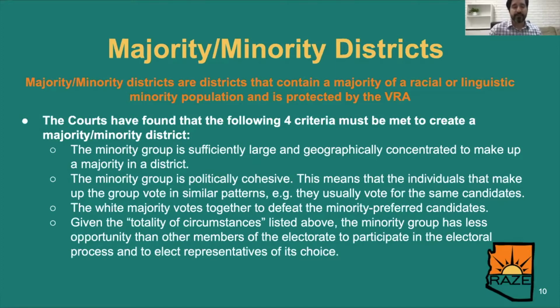So the courts have found that the following four criteria must be met to create one of these majority minority districts. The minority group has to be sufficiently large and geographically concentrated to make a majority in a district. The minority group has to be politically cohesive, meaning that the individuals that make up this group vote in similar patterns and typically vote for the same candidates.